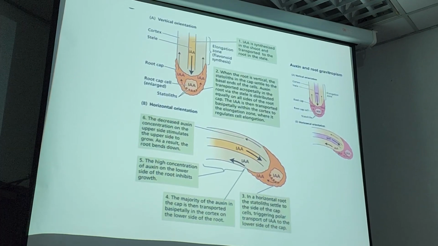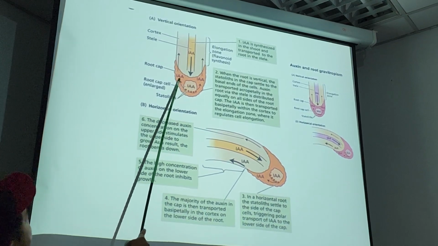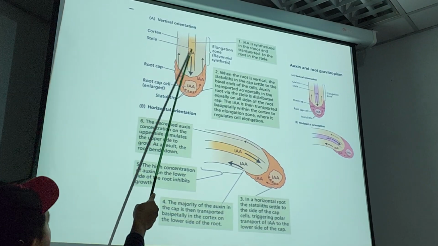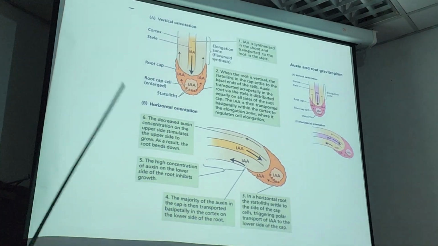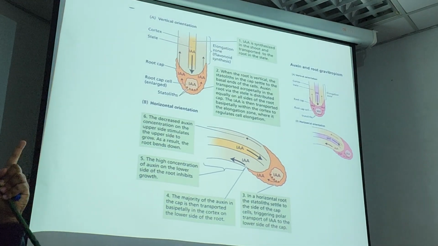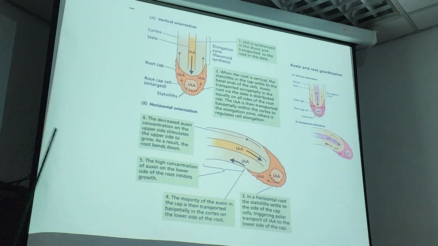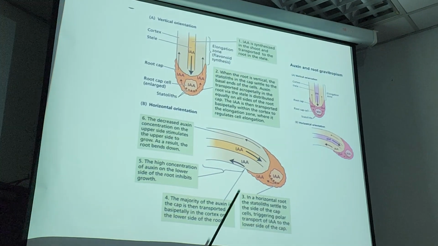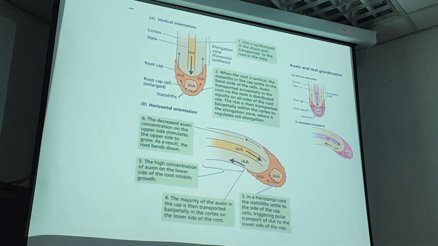Right? Okay. So when that happens, the auxin will go up on this lateral side, and then this side will undergo elongation. So the elongation of the root will go straight down. What happens when the plant is placed on the side rather than this way?